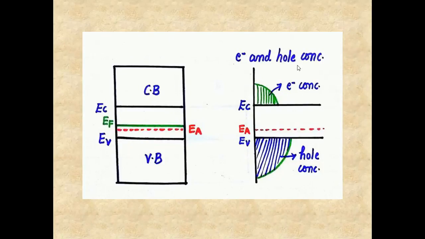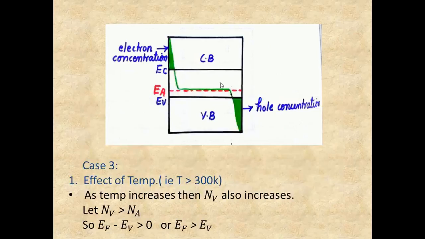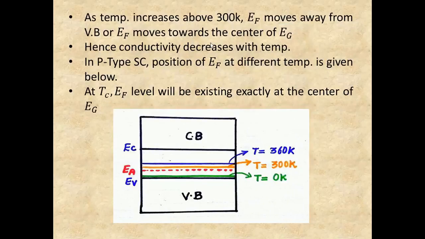In either way you can see, except this is the acceptor energy E_A here. So in terms of electron and hole concentration, both are almost the same. Third is telling about what happens as temperature increases above 300 Kelvin: your Fermi energy moves away from the valence band, you can see, or you can say the Fermi energy moves towards the center of E_g.